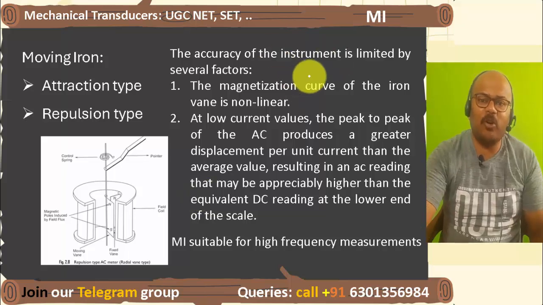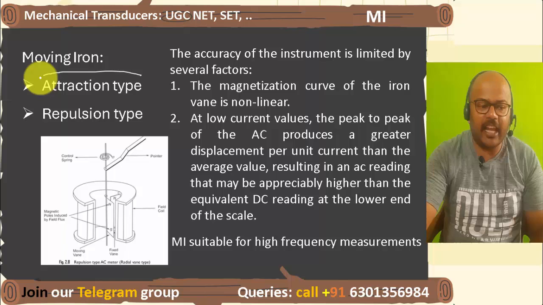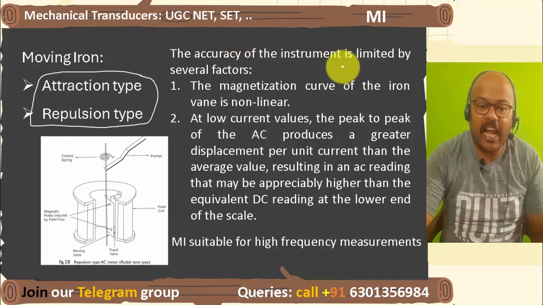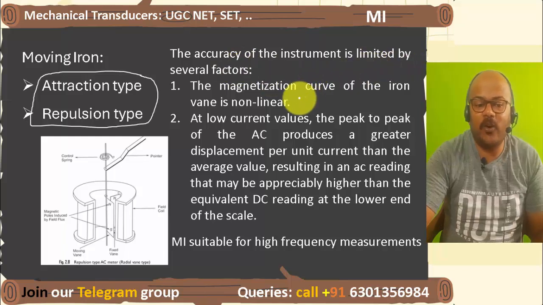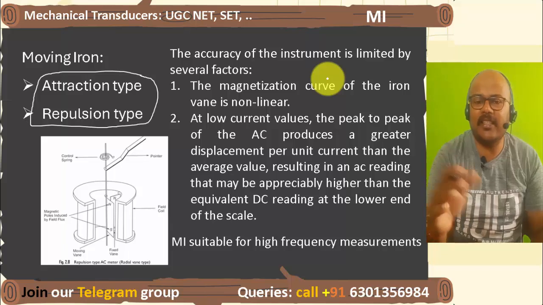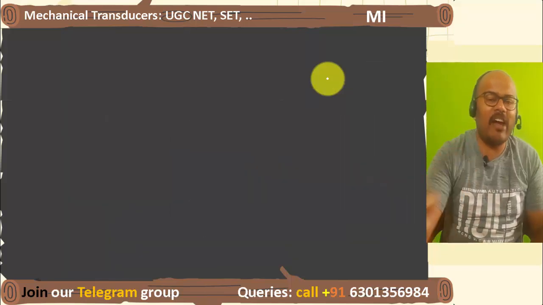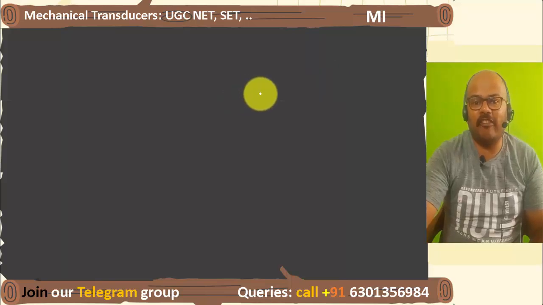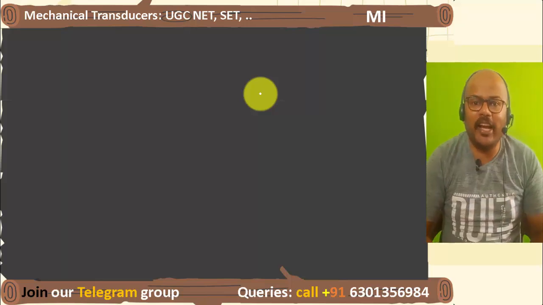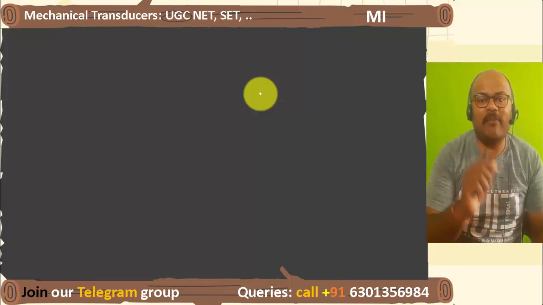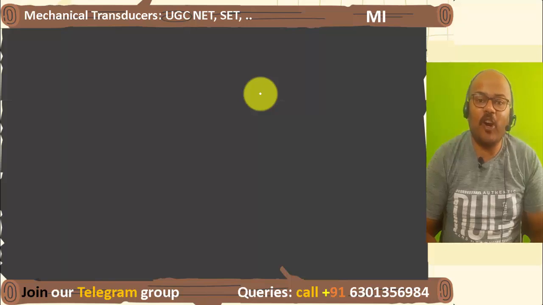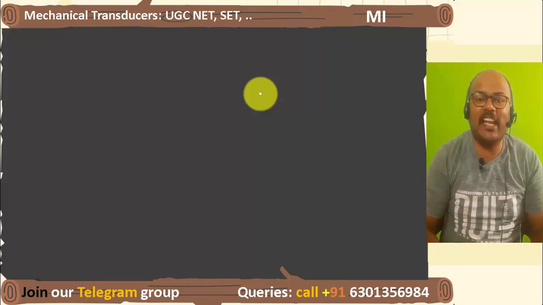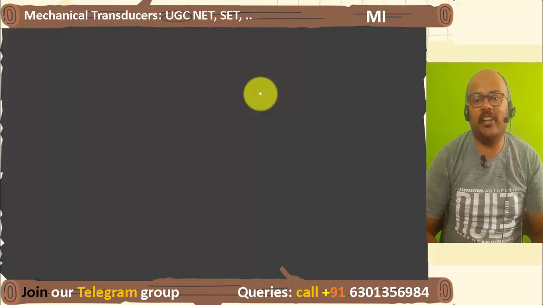Now let us talk about moving iron. In the case of moving iron, again you will have the attraction type and the repulsion type. The accuracy of the instrument is limited by the magnetizing curve. Let us discuss that later. One thing you have to remember is that the moving iron instrument is suitable for high frequency measurement. For high frequency measurements the RMS value is measured, but for low frequency measurements the pointer will be oscillating continuously, so the value can't be read.